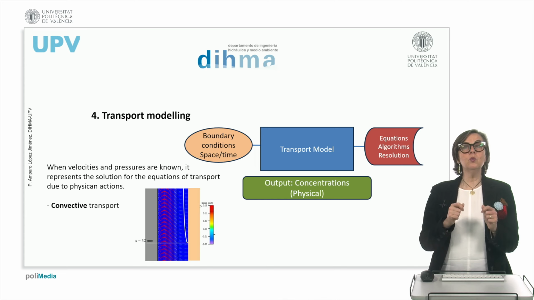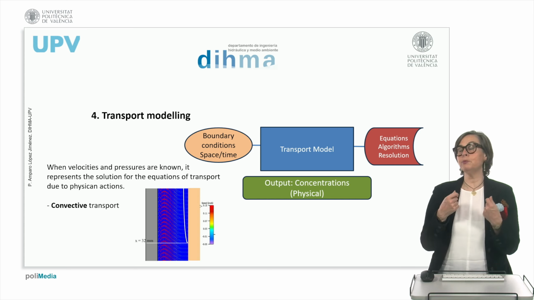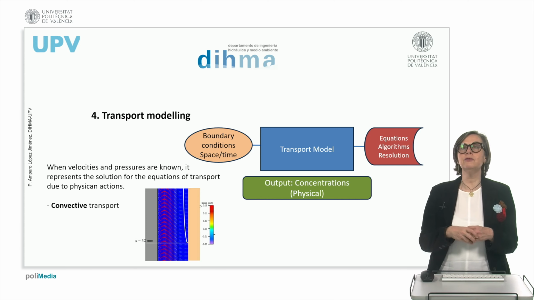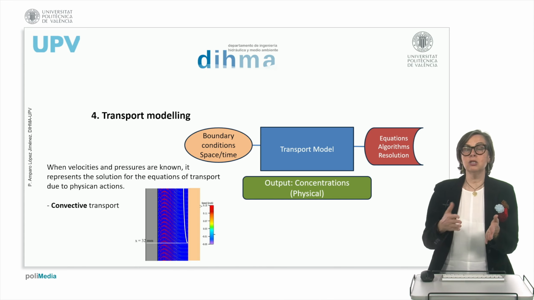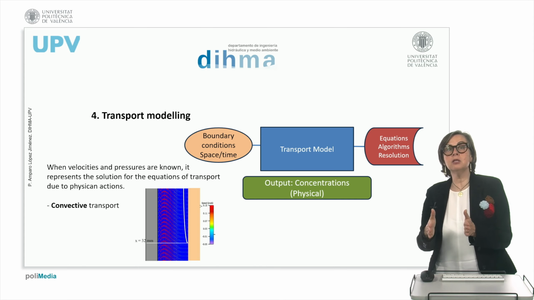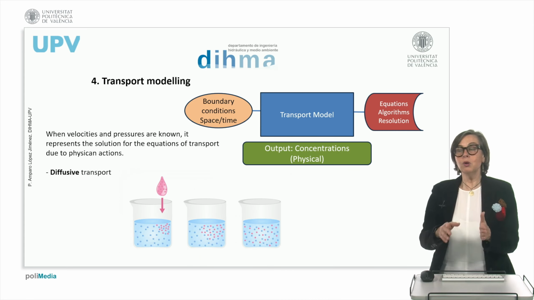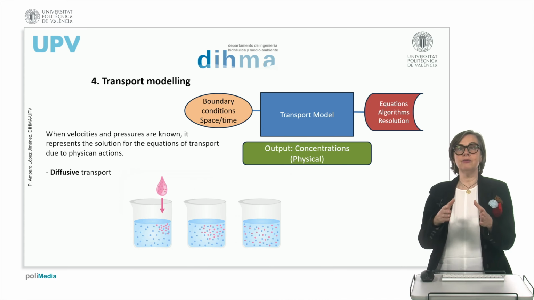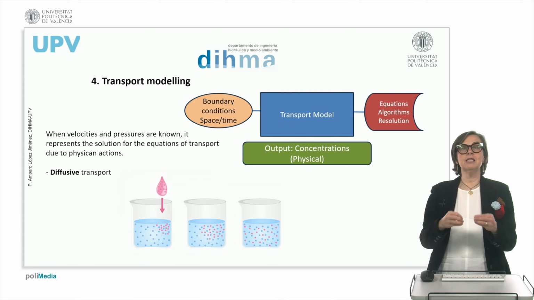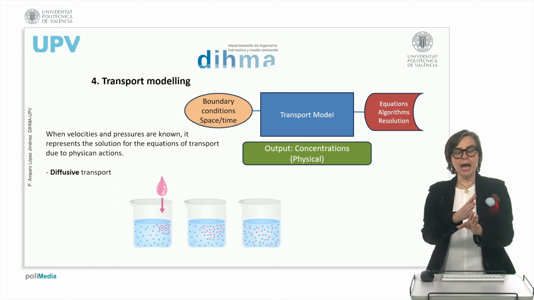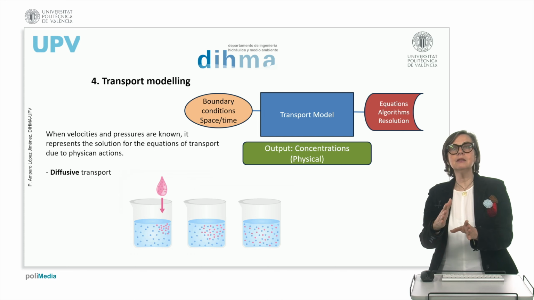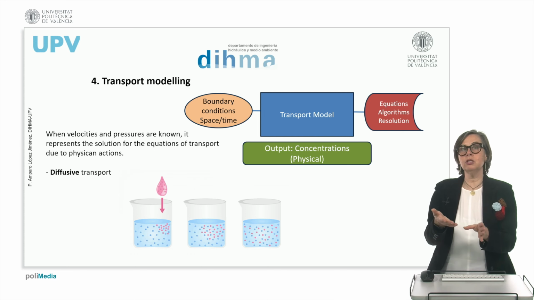The transport model will solve some equations representing the aspects of transport due to physical conditions inside the fluid movement. So the first thing we will have is convective transport. We will have transport because the fluid has velocity and it will transport the pollutants with its velocity. We will have diffusive transport. We will have transport because there is a difference in concentrations. This difference in concentrations makes diffusion, and pollutants are diffused in the fluid because of this difference of concentration.